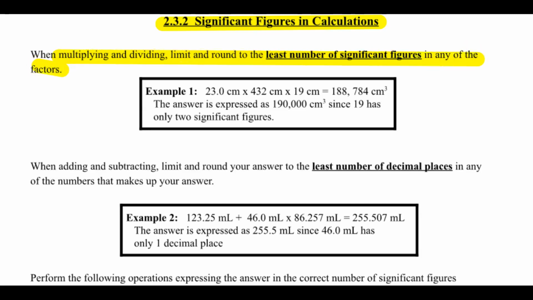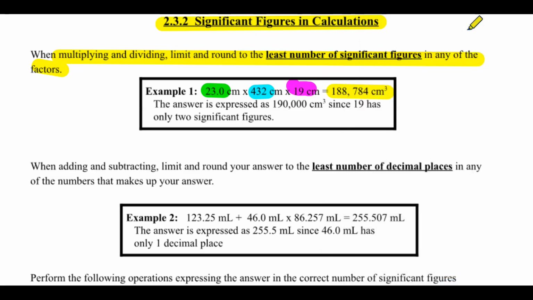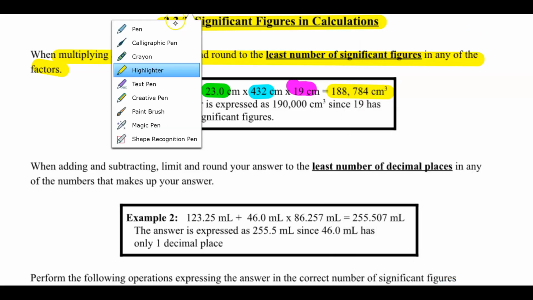So here's an example. We have 23.0 centimeters times 432 centimeters times 19 centimeters, okay? Your calculator would tell you this super precise answer. So you'd have 23 times 432 times 19, and we get that super precise answer, 188,784. That's what you'd normally write down in math class, but not so fast.